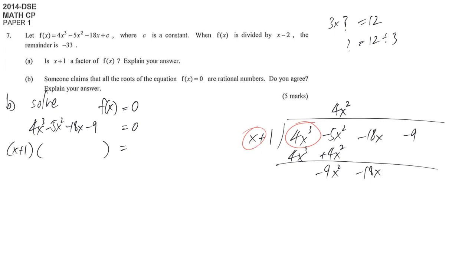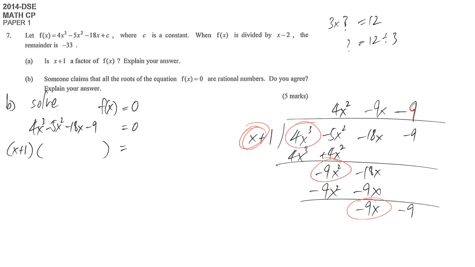We finish one cycle, and we just repeat the same cycle afterward. Negative 9x squared divided by x gives you negative 9x. And then negative 9x times the divisor gives negative 9x squared, negative 9x. We use negative 18x minus negative 9x, therefore we have negative 9x left. The last cycle, negative 9x divided by x gives negative 9. So this is negative 9x minus 9, and therefore we have no remainder, which is consistent with our conclusion that x plus 1 is a factor.